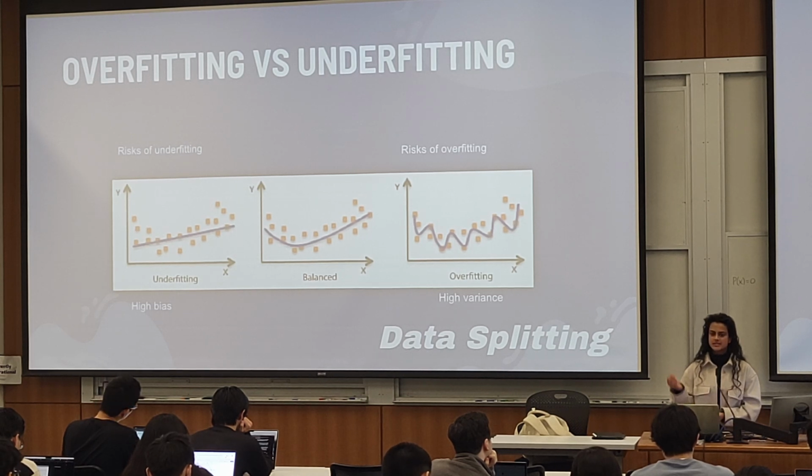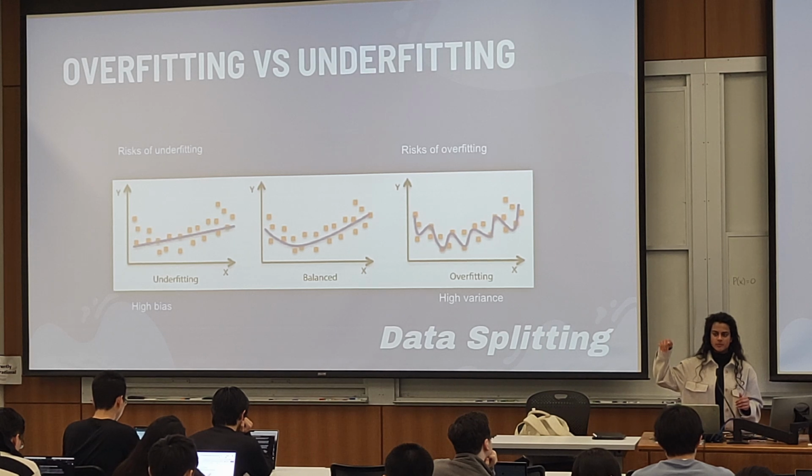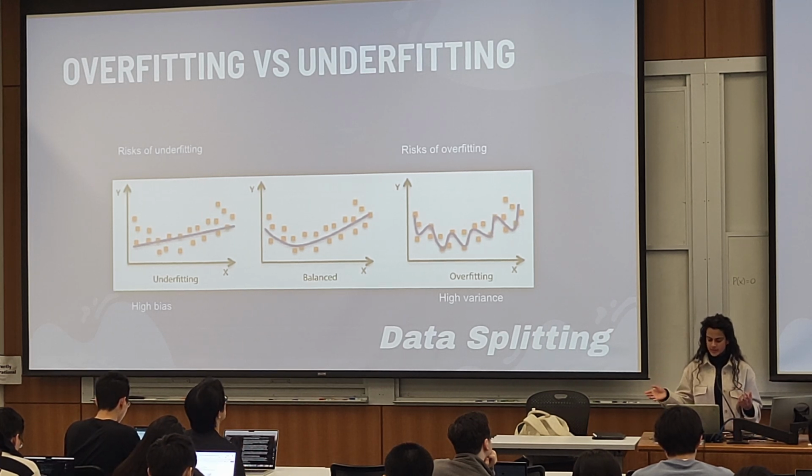And overfitting has low bias. That means that the model is very flexible and it doesn't assume too much. However, it has high variance, which means that, as you can see, its performance is swinging really wildly between each of the new data points, and it does really poorly on new unseen data.